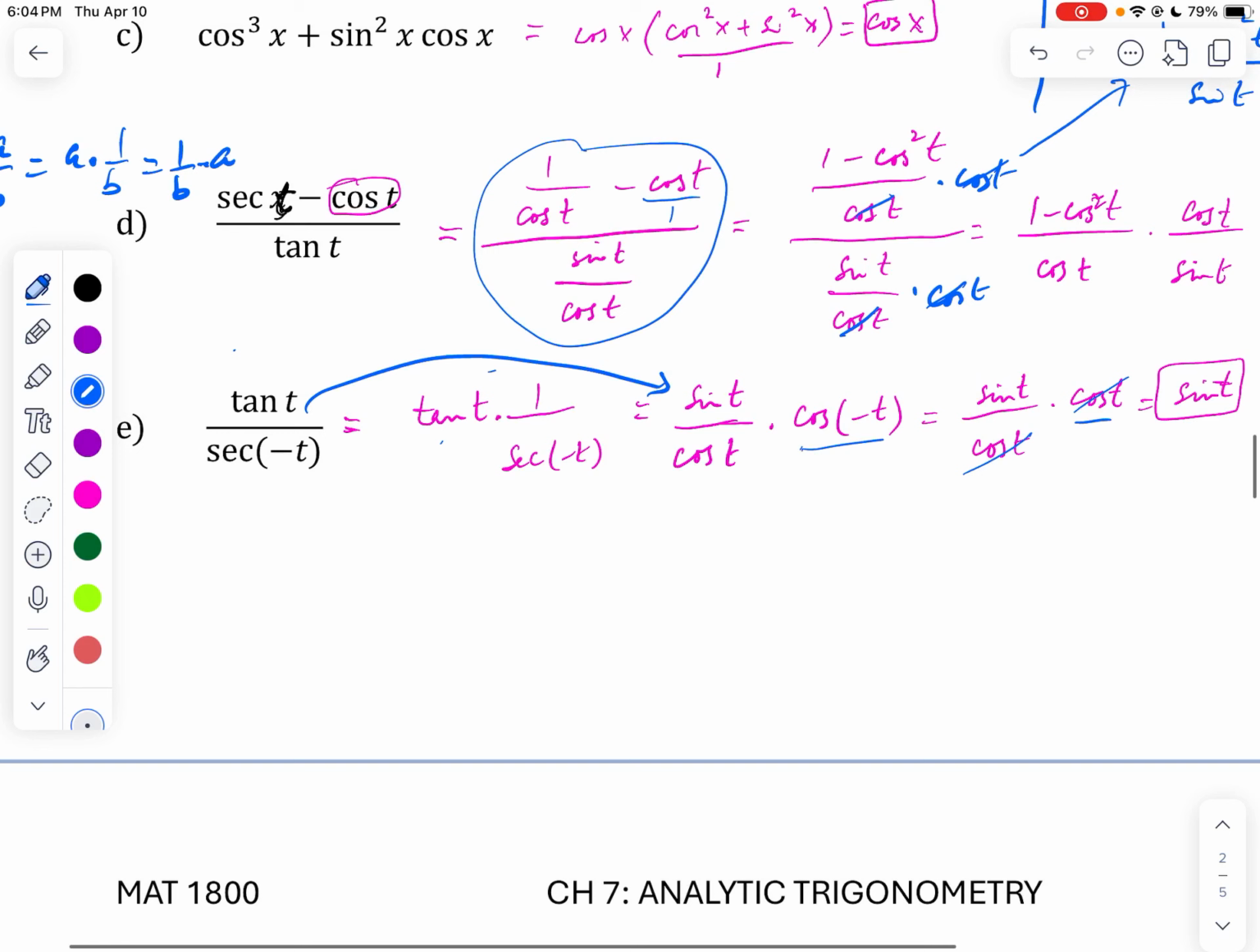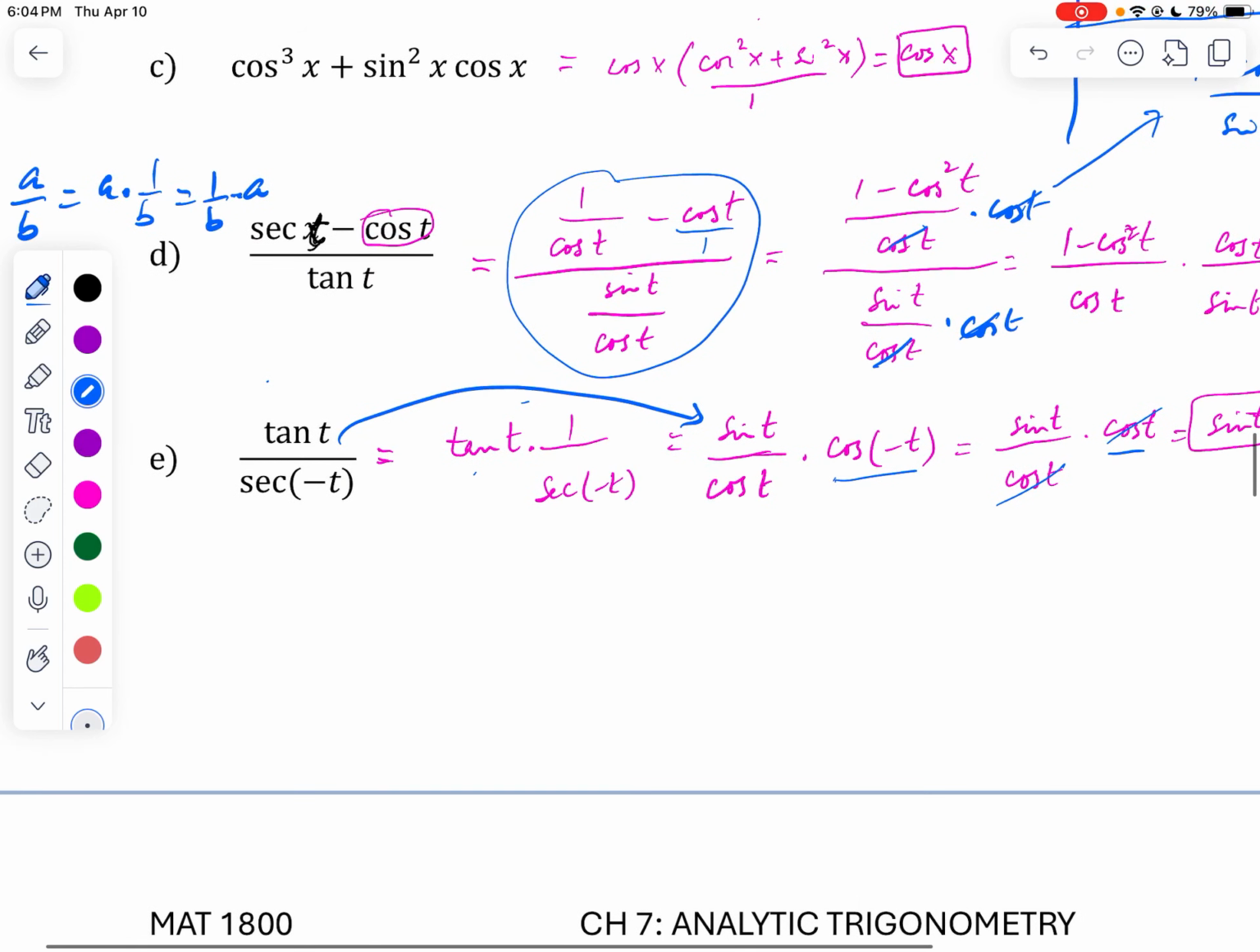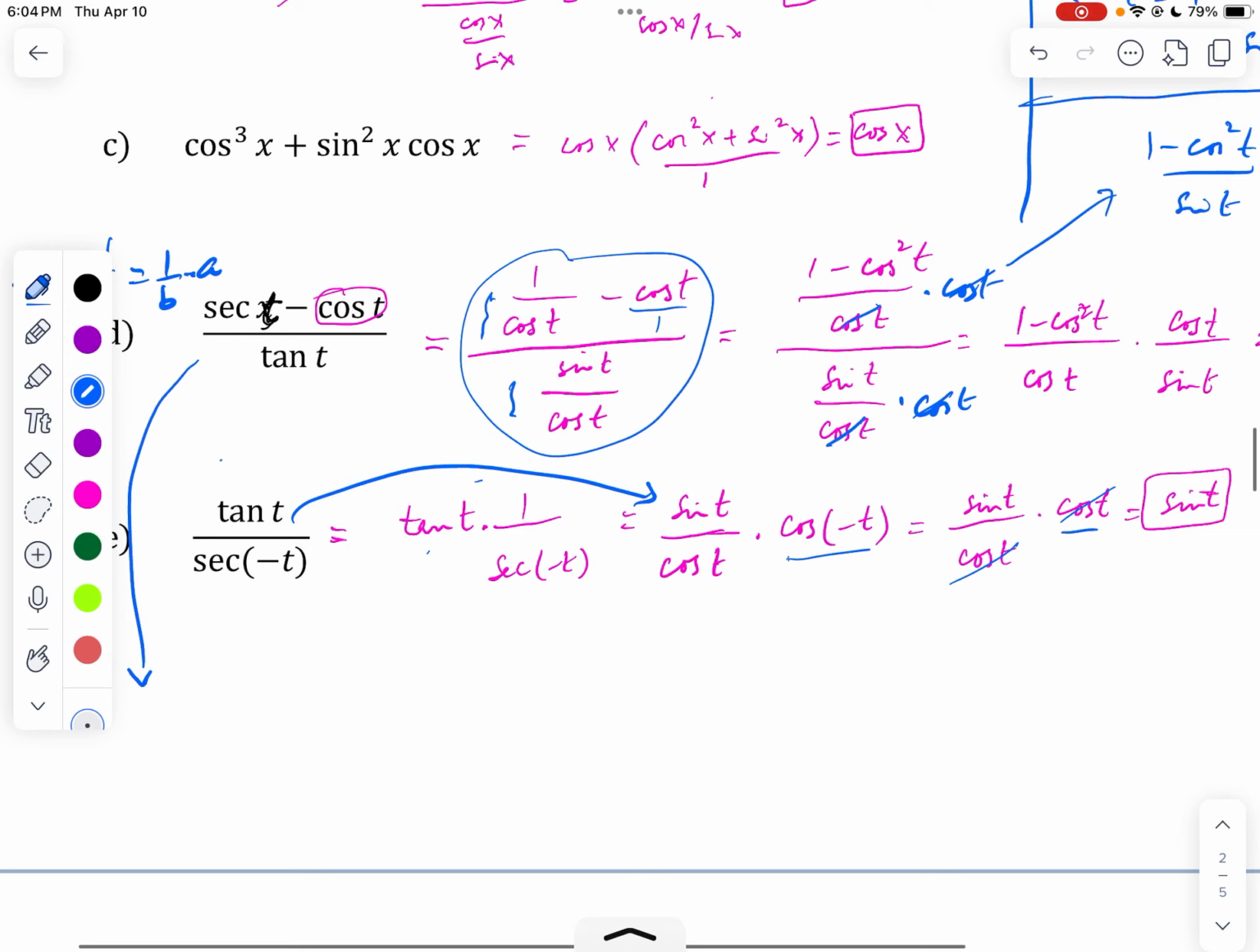So let me show you another way to do this problem. What we could have done is, instead of changing the secant into 1 over cosine and tangent, because we are now changing two parts or two expressions in our given expression, how about if we take this secant of t minus cosine of t over tangent of t.